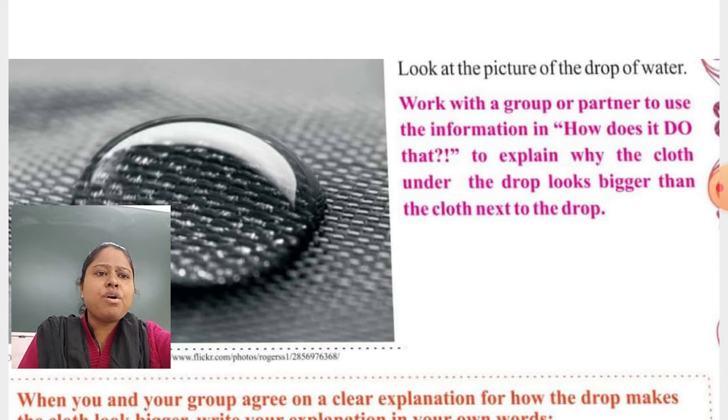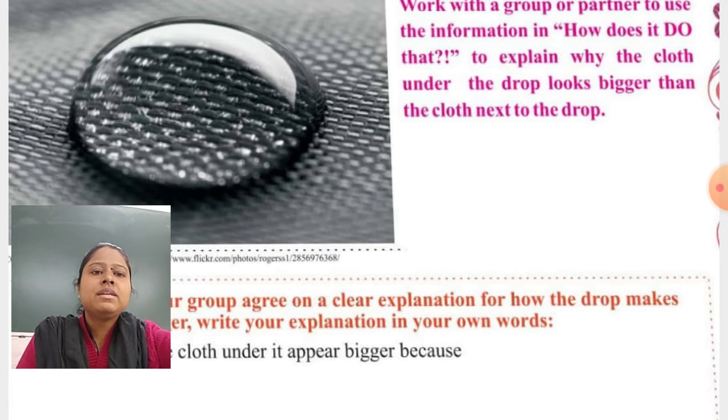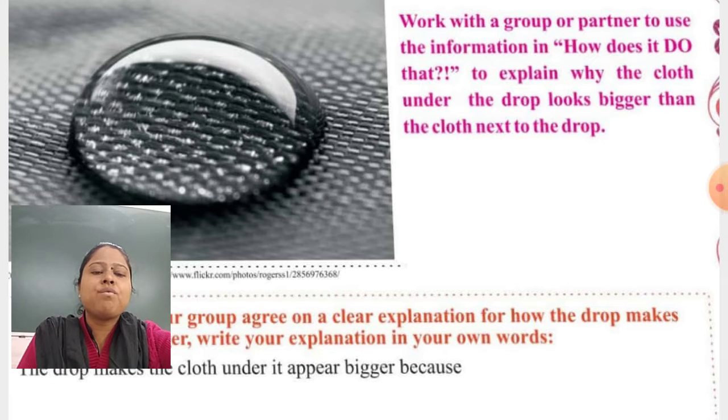Look at the picture of a drop of water. Work with a group or a partner to use the information in "How Does It Do That?" to explain why the cloth under the drop looks bigger than the cloth next to the drop. You can see here in the picture that there is a drop of water on the cloth, and under the drop, the cloth looks a little bigger than the cloth next to it where there is no drop.